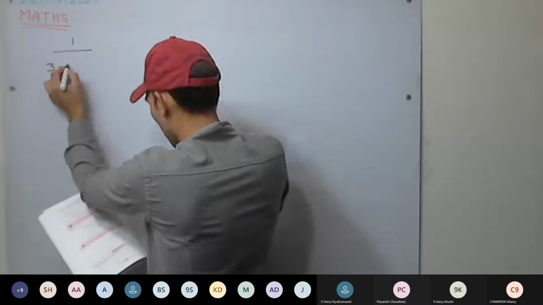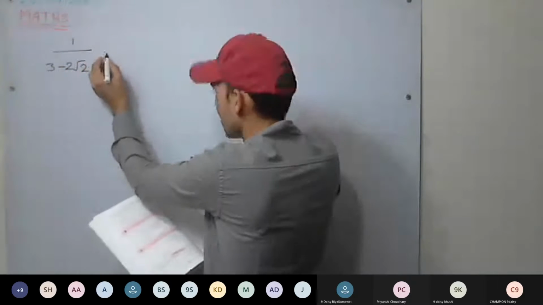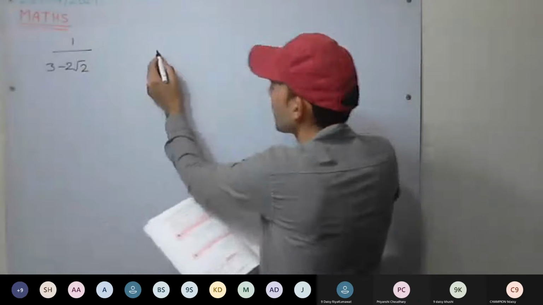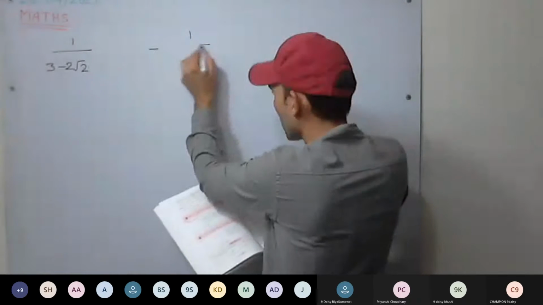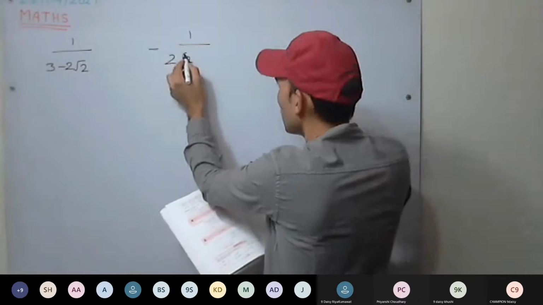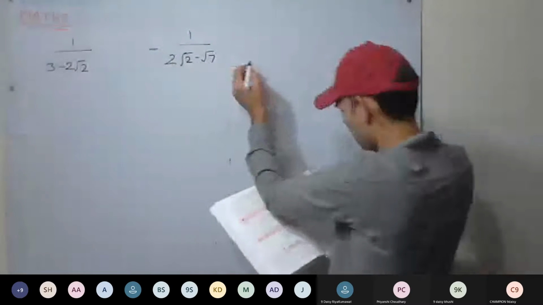upon 3 minus 2 minus 1 upon 2 root 2 minus root 7.